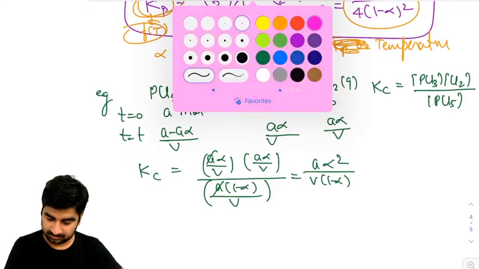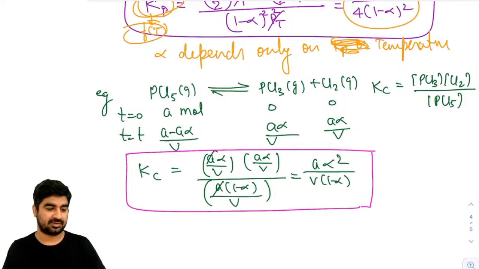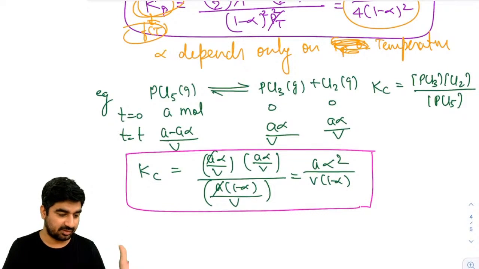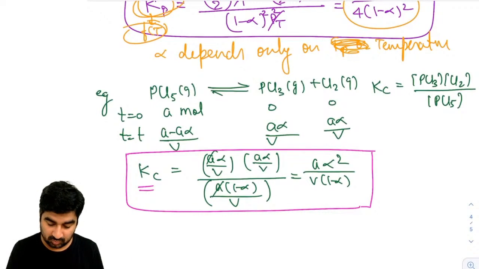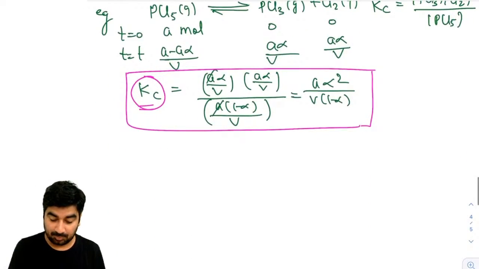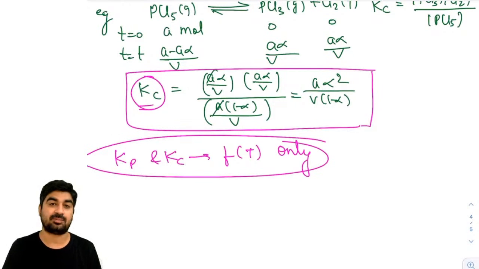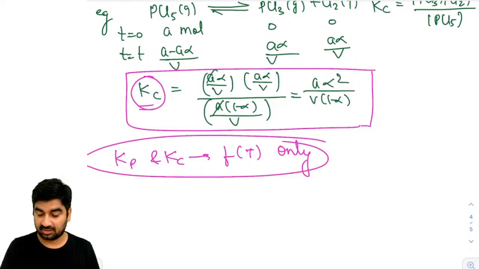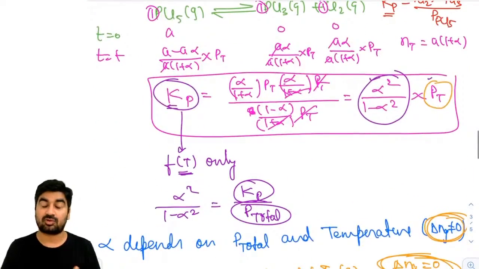Now you will be getting it. Any doubt? So once you solve it, guys, now you know how to write the Kc expression and the Kp expression, and Kp and Kc are functions of temperature only. So they can be changed only by changing temperature. But here alpha can be changed by changing the initial moles or the volume. Ultimately, I told you that alpha may or may not depend upon the temperature.